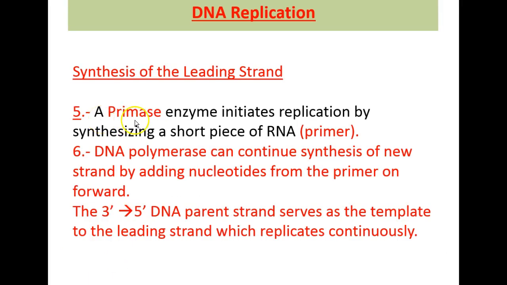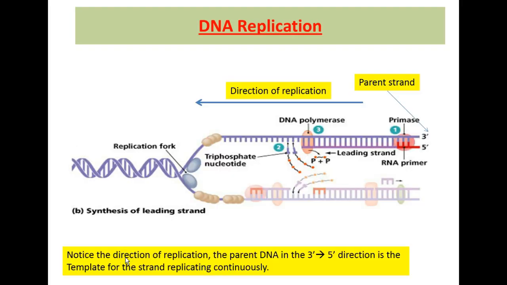Remember, we will need a primase to synthesize the primer at the beginning of each strand. DNA polymerase can continue synthesis of new strands by adding nucleotides from the primer on forward. Remember, the 3' to 5' DNA parent strand serves as the template to the leading strand, which replicates continuously. This is the DNA polymerase replicating from the origin of replication somewhere in this area continuously. Here's the primer and there's the already replicated strand, which continues to be replicated by DNA polymerase.